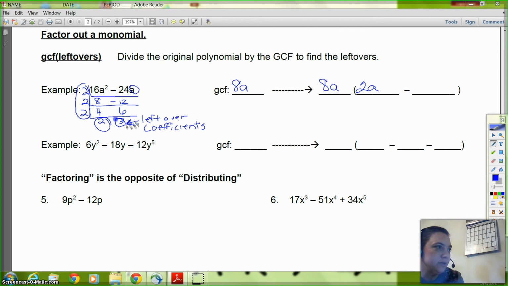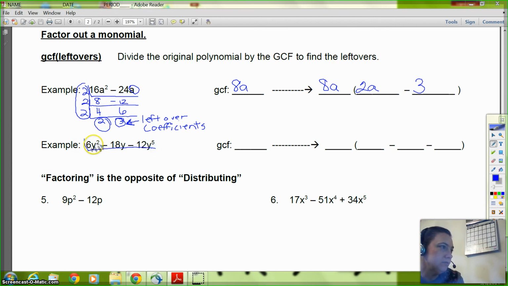Then I have a 3 left over. So I get minus 3, and then I divide out the a's by subtracting the exponents. A divided by a gives me a to the 0th, which equals 1, and negative 3 times 1 is negative 3. So this becomes my factored binomial. I get 8a, the greatest common factor, and I divide that out, and I get 2a minus 3 left over. Okay?